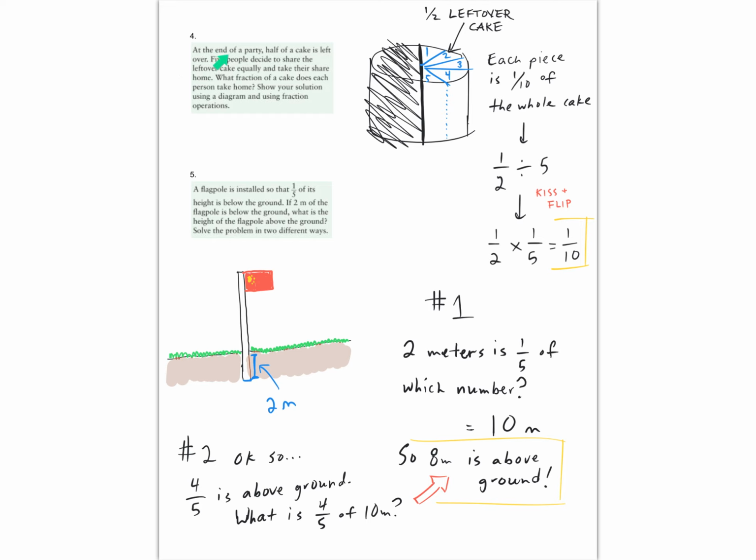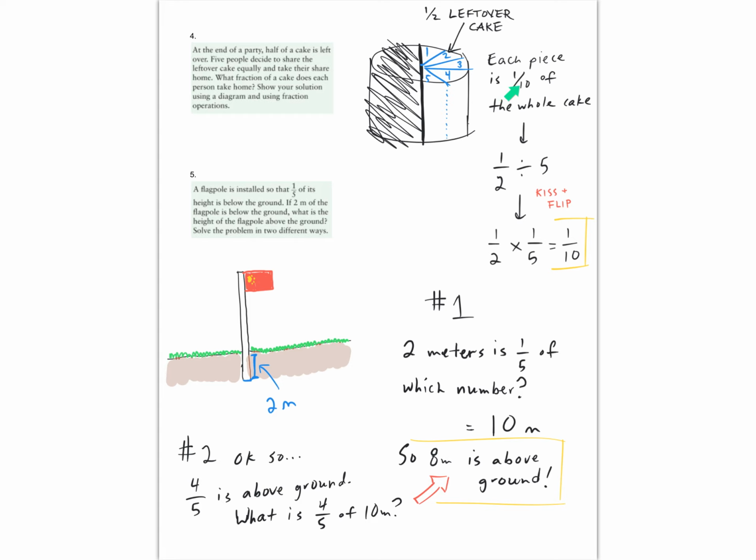Okay, number 4. At the end of a party, half a cake is left over. 5 people decide to share the leftover cake equally and take their share home. What fraction of a cake, they're talking about of the whole cake, does each person take home? So here's a delicious looking cake, so half of it's gone, and they're splitting what was left into 5 pieces here. Each one of these pieces, because we're talking about a half of the whole cake, is not going to be 1/5 of the cake, but in fact half of that.